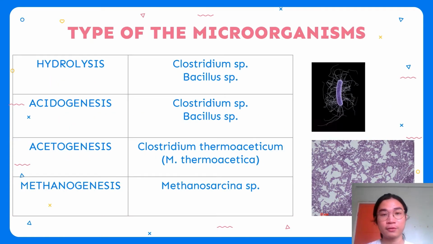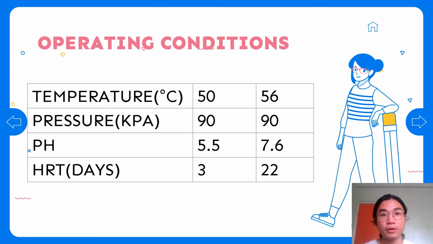As for the type of microorganism that will be used, the hydrolysis and acidogenesis stage will use the same bacteria, which is Clostridium species and Bacillus species. For acetogenesis, it will use Clostridium thermoaceticum, and for methanogenesis, it will use Methanosarcina species. The operating conditions for our reactor systems are as follows. All these operating conditions are chosen based on the optimal condition for the catalyst and microorganism and in consideration for the conversion of formic acid to biogas.